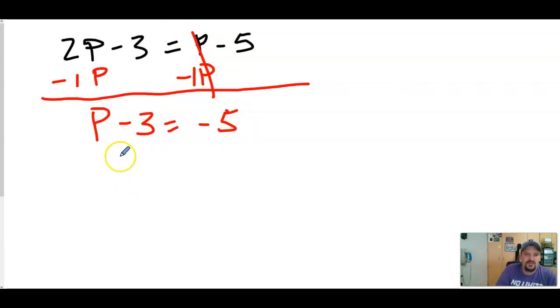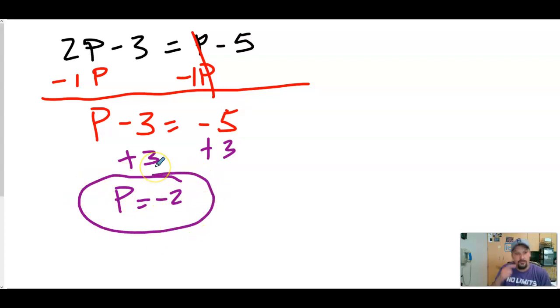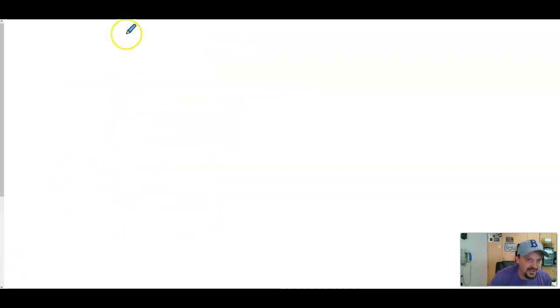Okay, at this point, we're just going to solve. So we're going to go ahead and add this 3 to the other side of the equation. And we get p equal to negative 2. All right, so there is our first example. Let's go ahead and take a look at our second example.